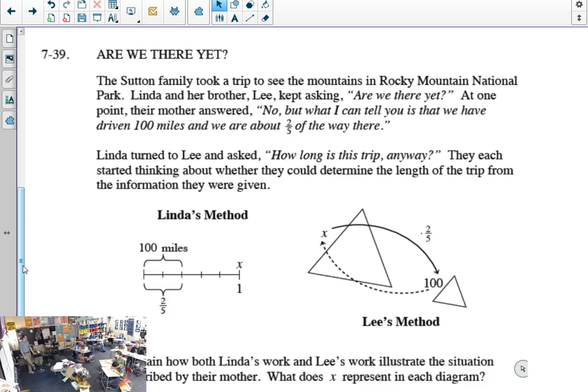Or you guys just want to keep this? Nah, go ahead. Thank you very much. The Sutton family. Sutton. Sutton.